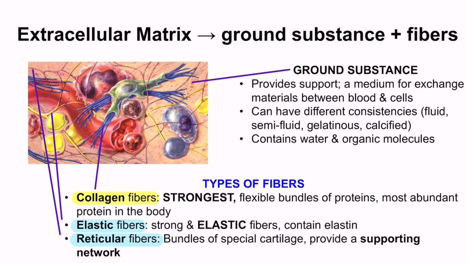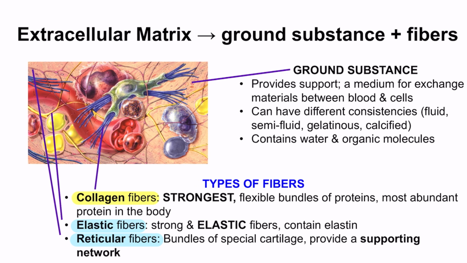But not only is our connective tissue the most abundant, it's also the most diverse. And that's because of the ground substance. You can have a ground substance that is completely fluid, like plasma, to semi-fluid, like areolar tissue, to gelatinous, like cartilage or adipose tissue, to completely hardened and calcified, like bone. So it's a very diverse tissue. And it's all because of the ground substance.